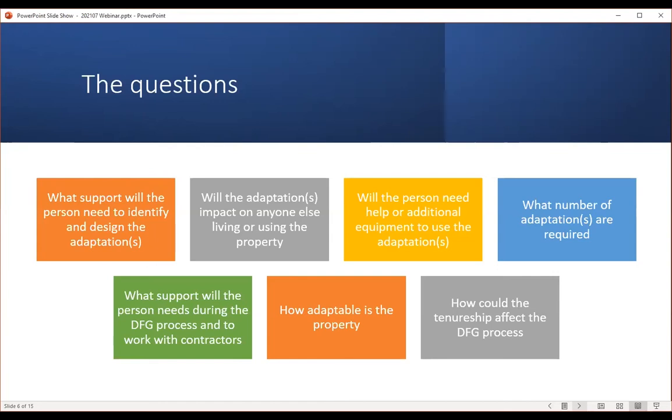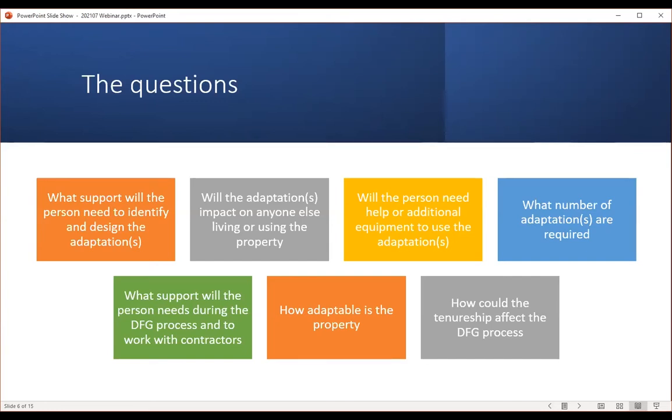What number of adaptations are required is the fourth question. The fifth is, what support will the person need once the adaptations go on site? What kind of support will they need during the DFG process, in terms of doing all the financial bits and pieces, and also working with the contractors as well? Sixth question is, how adaptable is the property itself? And the final question is, how could the tenure of the property the person is living in affect the DFG process?